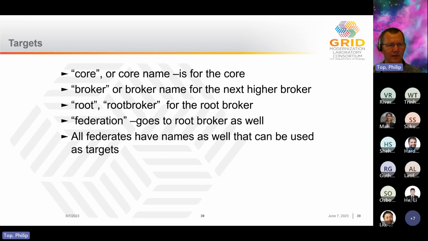Targets for this can be core, broker, root, or federation. These are globally recognized targets. You can also name specific items inside each of these. So all the objects in a federation have particular names associated with them. All the federates have a given name from the user who created them. The core name will either be automatically generated or specified by the user, and likewise for the broker name as well.